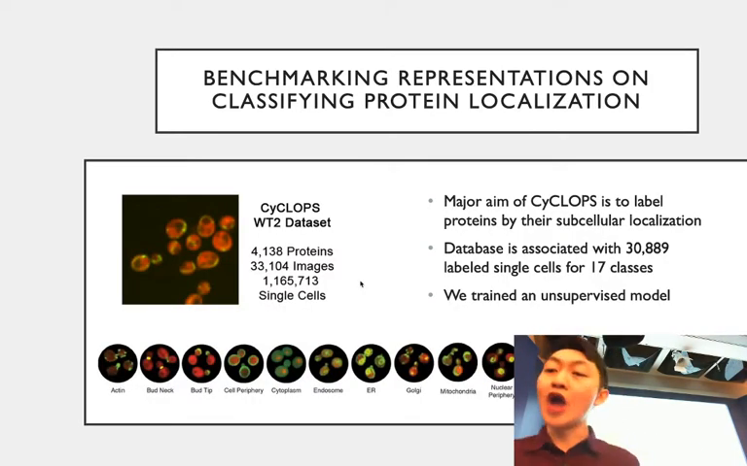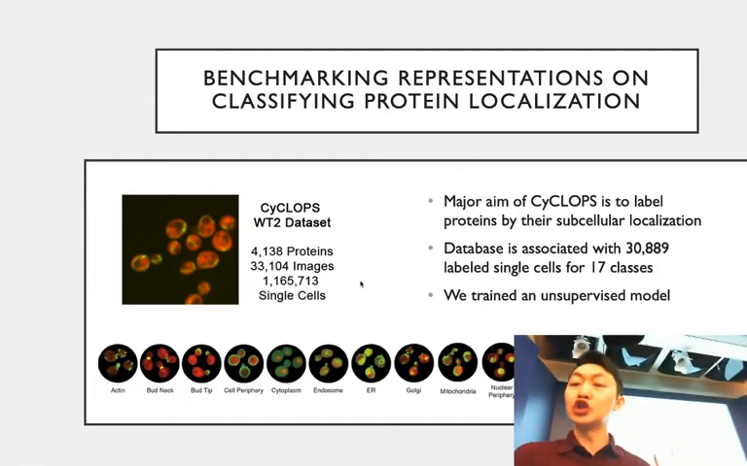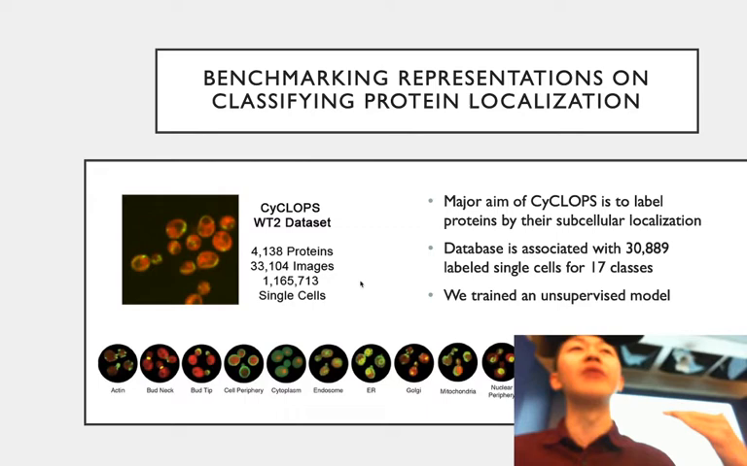So that's the method. Now I want to show you how it actually works at learning representations of protein biology. The first data set we started off with is called the Cyclops data set, and the major aim of this data set is to label proteins by their subcellular localization, so these classes that you see down here. To assist in the development of automated methods, the curators have produced a nice set of over 30,000 labeled images for 17 classes. So we can use this labeled data to benchmark how good a representation is compared to others. We trained an unsupervised model using one of the unlabeled experiments from a database, and then we benchmarked it upon the supervised labeled dataset.